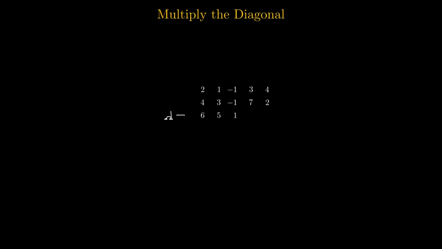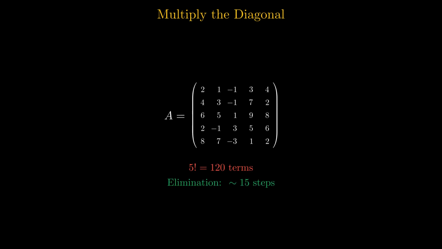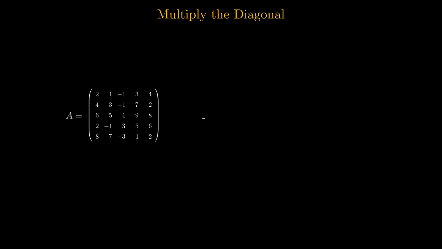To compute the determinant of a 5 by 5 matrix by cofactor expansion, you need to evaluate 120 terms, and that's 5 factorial. But elimination gives the same answer in roughly 15 arithmetic steps. That's exactly what every computer does.